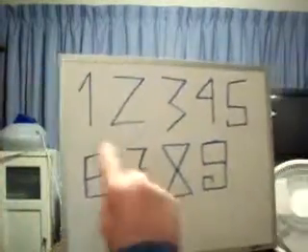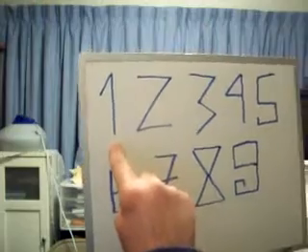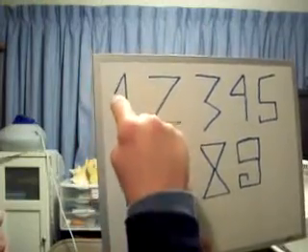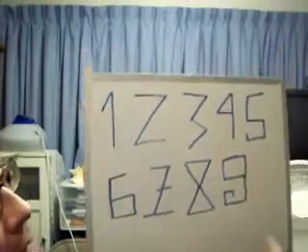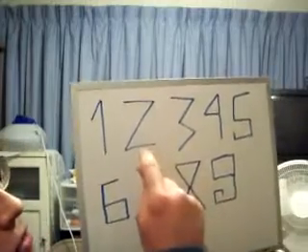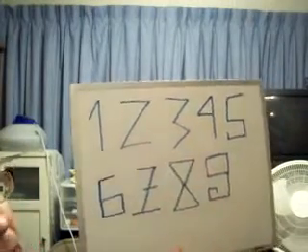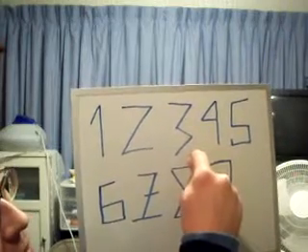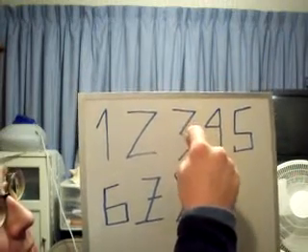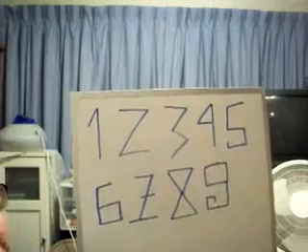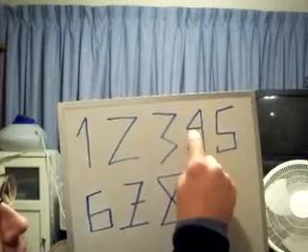How many angles do you see in the number 1? Well, there's only one angle, right there. Now, how many angles do you see in the number 2? Well, there's one there and one there. How many angles do you see in the number 3? One there, one there, one there. How many angles do you see in the number 4?